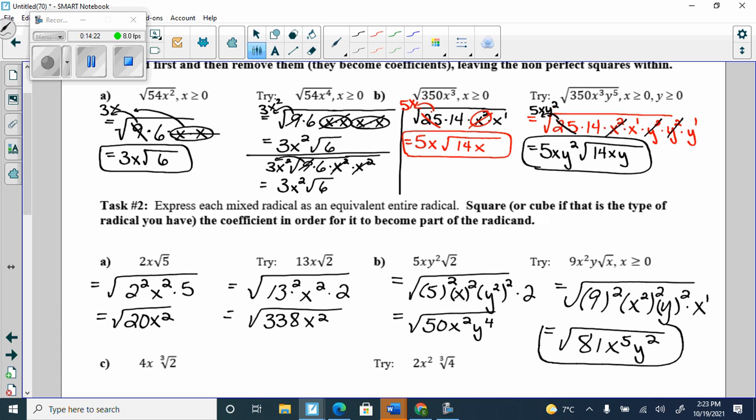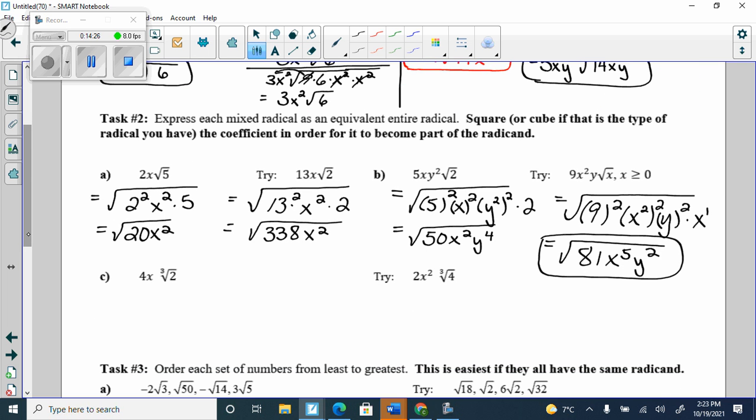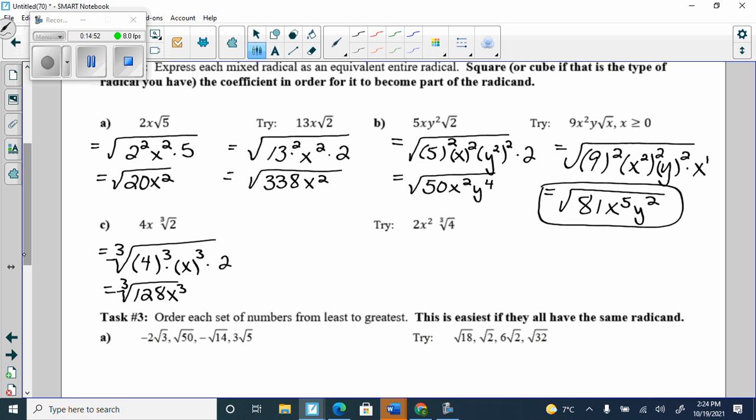So we're using grade 10 exponent laws. This one's cubed, see if you bring it inside. So you're going to get 4 cubed x cubed times 2, which is 128. This is 64 times 2, which is 128 x cubed. And what can't we forget? The little cube root index. Don't forget the 3's. Yep. Don't forget the cube root index.